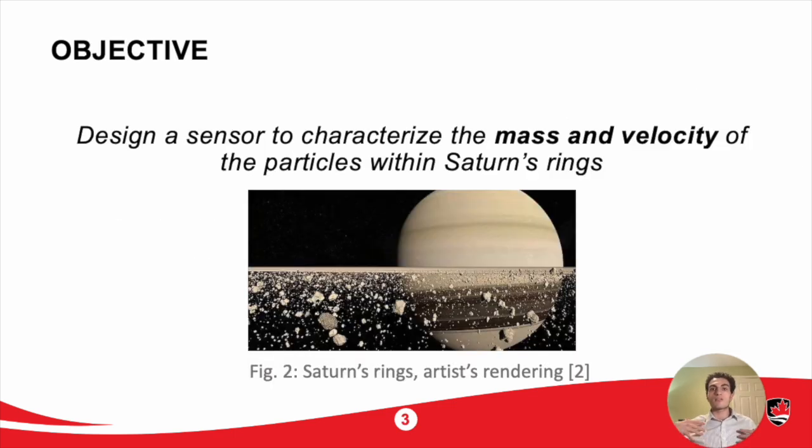The objective is to develop a sensor capable of measuring the mass, velocity, and kinetic energy of particles within Saturn's rings. These measurements will provide critical data on the ring's composition and dynamics, thereby contributing to a deeper understanding of their origin and of the fundamental mechanisms which govern planetary and satellite formation within the solar system.